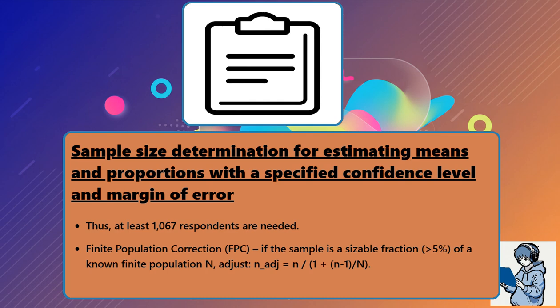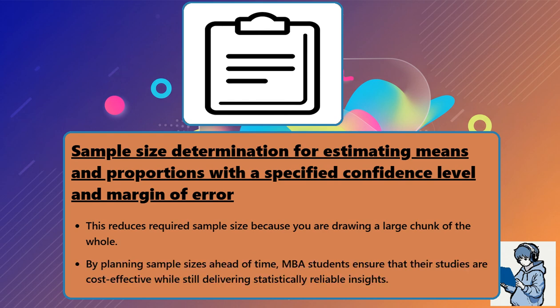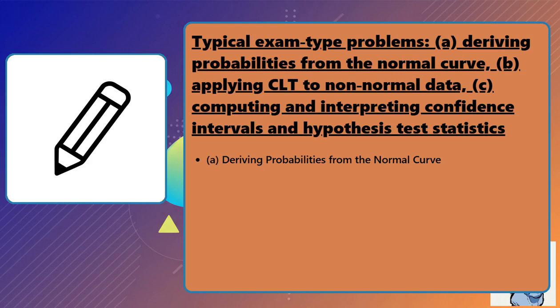Finite population correction, FPC: if the sample is a sizable fraction, greater than 5%, of a known finite population N, adjust. N adjusted equals n divided by (1 plus (n minus 1) divided by N). This reduces the required sample size because you are drawing a large chunk of the whole. By planning sample sizes ahead of time, MBA students ensure that their studies are cost-effective while still delivering statistically reliable insights.